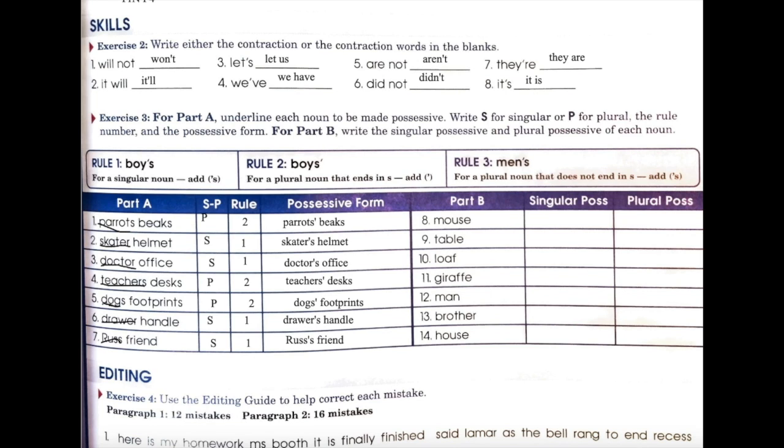Okay, part B, mouse. The singular possessive of mouse is mouse, apostrophe S. The plural form is mice, apostrophe S. Table, the singular possessive form is table, apostrophe S. The plural form is tables, S apostrophe. Loaf, the singular possessive form is loaf, apostrophe S. The plural possessive form is loaves, apostrophe.